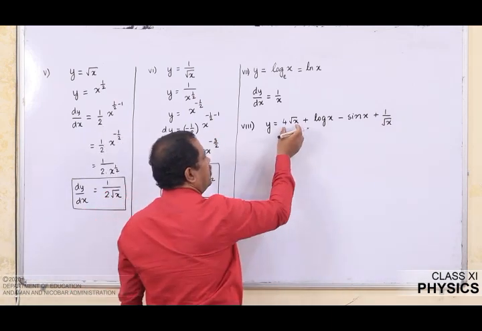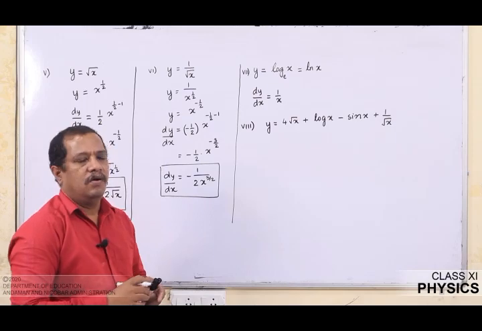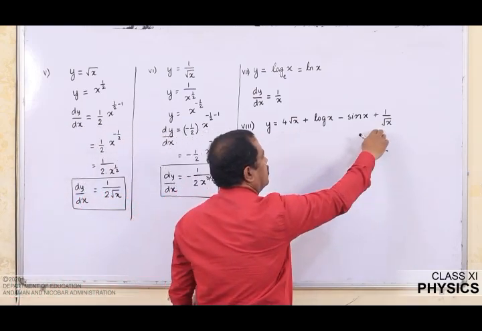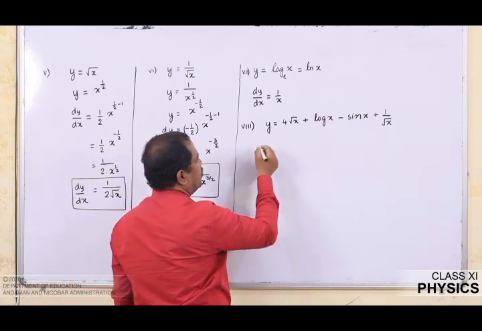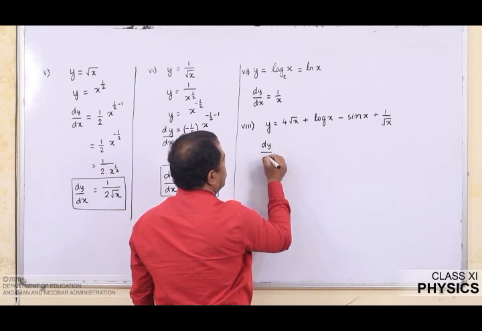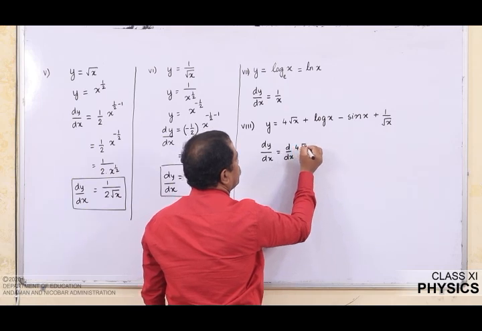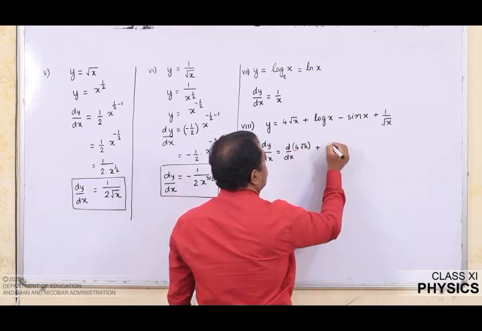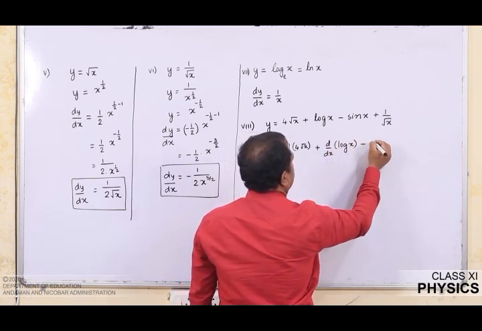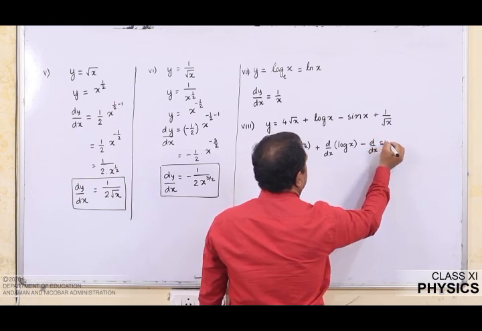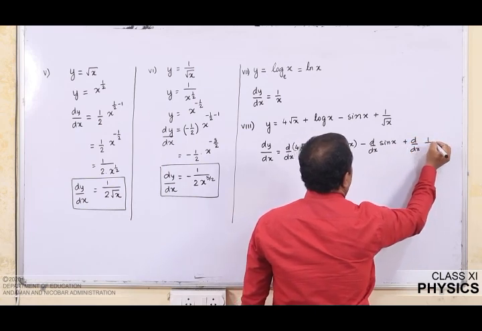So, I know that I have 4 terms in this function. At the very outset we saw, to differentiate a function having 4 different terms or as many terms, we will have to differentiate each term separately, and therefore, to differentiate this I say dy over dx is equal to d over dx of 4 times root x plus d over dx of log x minus d over dx of sin x plus d over dx of 1 over root x.